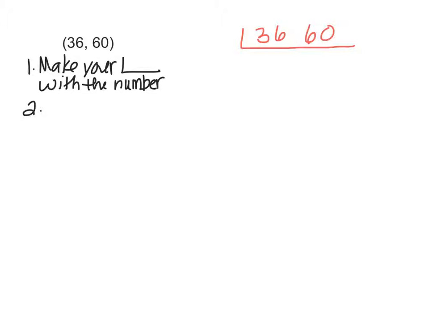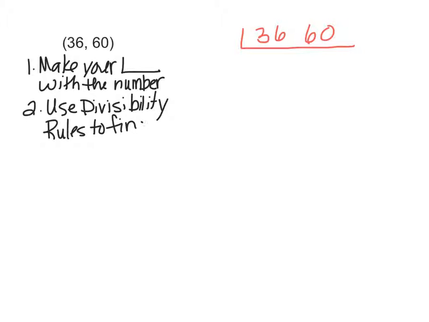Our next step is to use the divisibility rules to find common factors. So using our divisibility rules, we can start at the top of our divisibility rules, looking at that back number. We know that 6 and 0 are both divisible by 2. So we have a common factor.